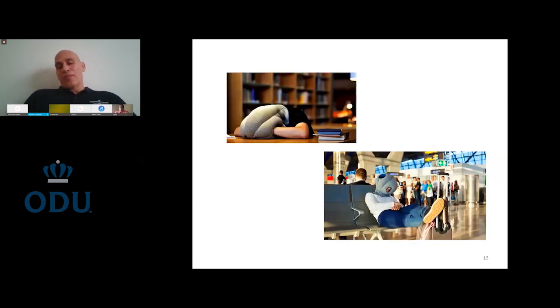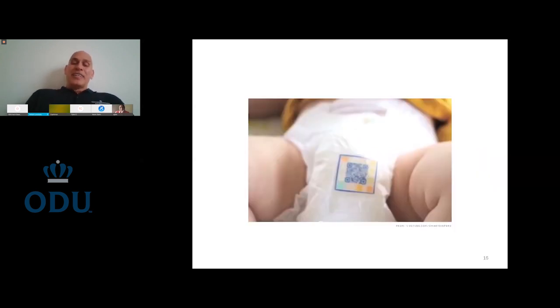Okay, so now more fun. We have all been there, and we hope to have a time when we can just black out and have a quick nap in an airport, or in the library. This one is super cool, and this is actually developed technology.